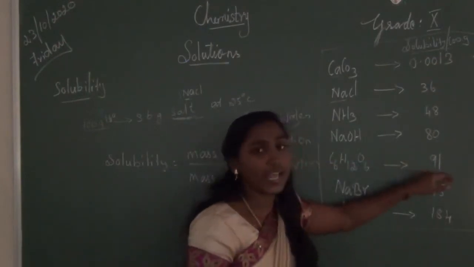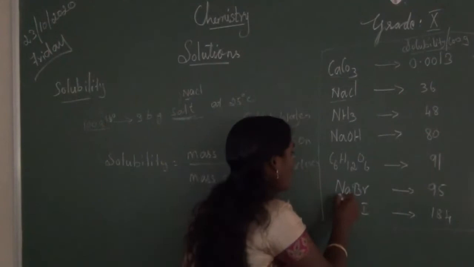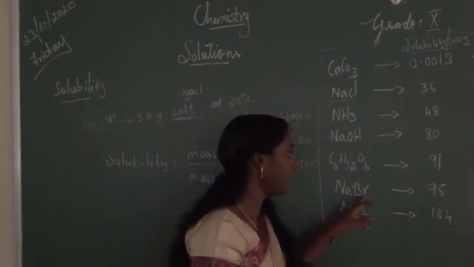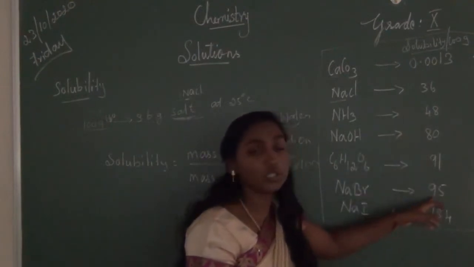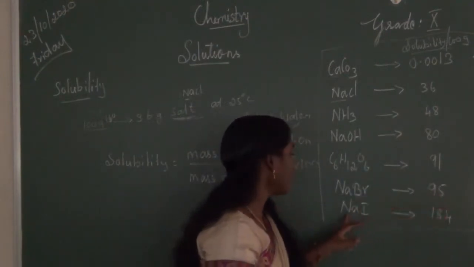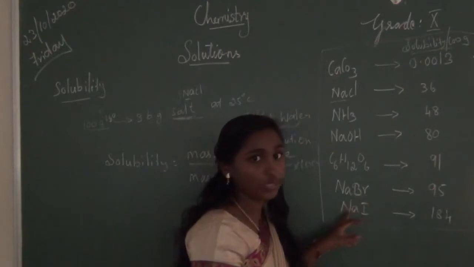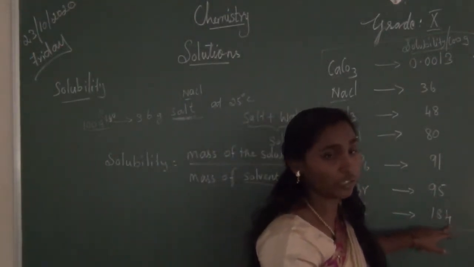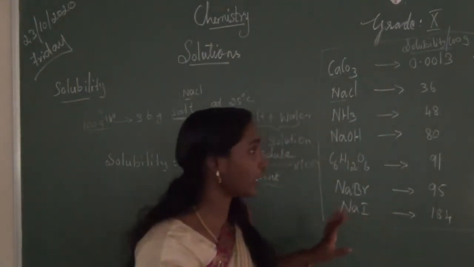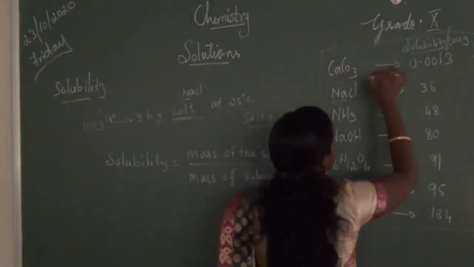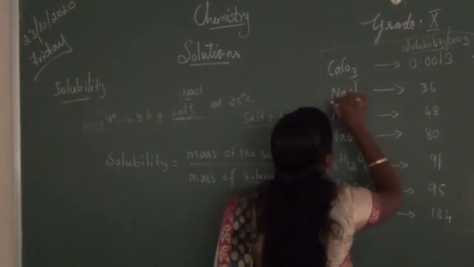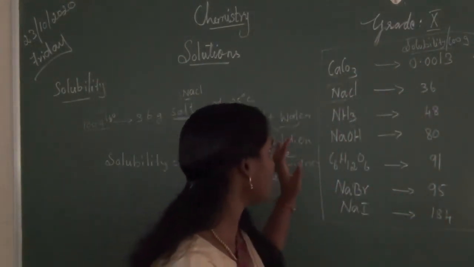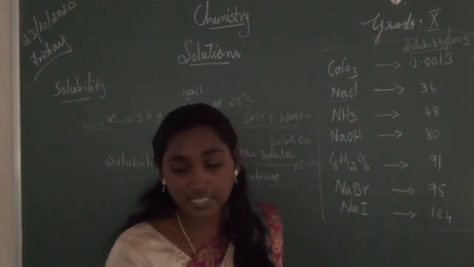Glucose formula, 91 gram. Then sodium bromide, NaBr, its solubility value is 95 gram. Then sodium iodide, that is 184 gram. So study these values. Here the important one is sodium chloride. What is the solubility value of sodium chloride? 36 gram. The solubility of sodium chloride is 36 gram.